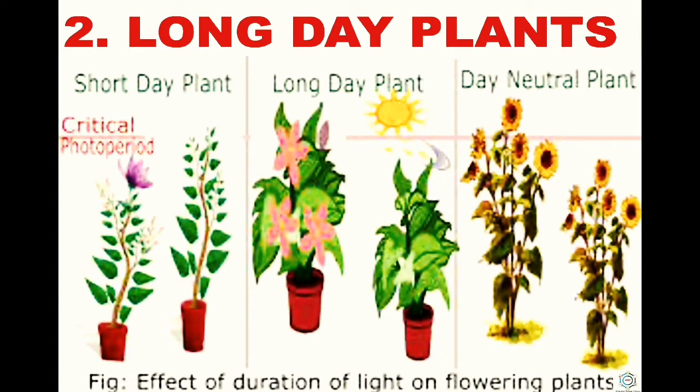The long dark period has an inhibitory effect on flowering in long day plants if it is followed by a short light period, but interruption of the long dark period by a brief flash of light initiates flowering in these plants.